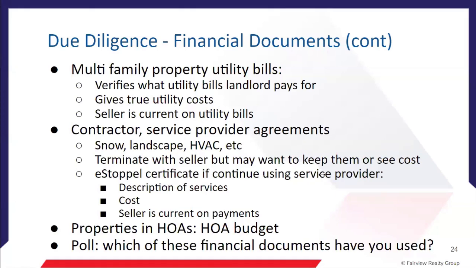Interesting, the estoppel certificate, which I think most people would consider the most critical piece of information. Only one of you has asked for it in the past. So now that everybody's educated about that one, that's like your guarantee that what the landlord is telling me is actually true. Hopefully you'll ask for it from here on out. And utility bills and service provider agreements. Excellent. So everybody has done a really good job of being familiar with some of these financial documents and asking for them.